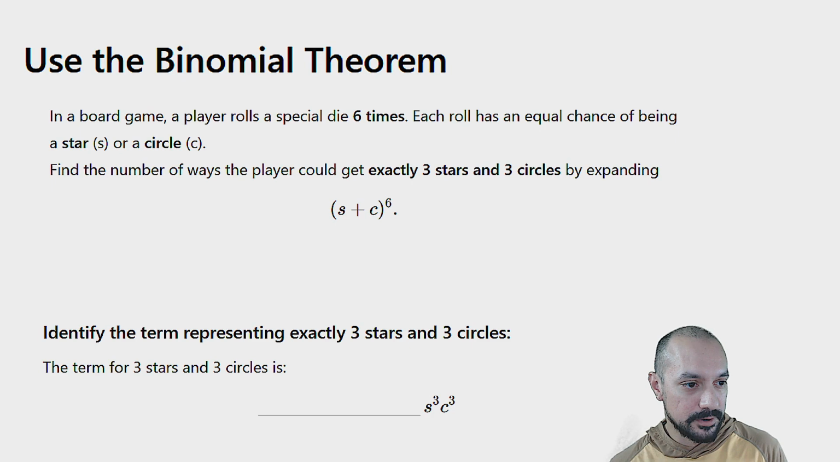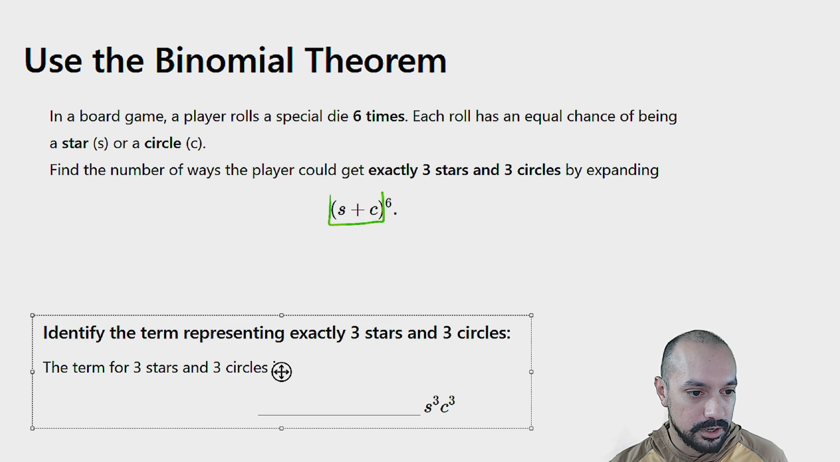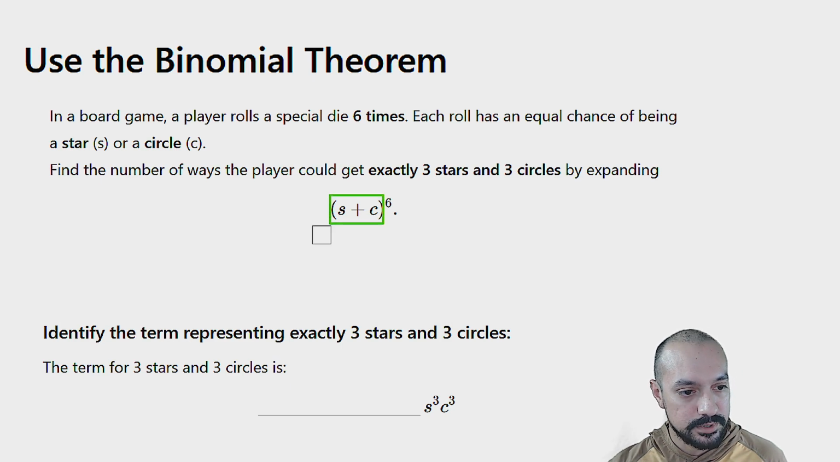We have a word problem here that's calling for us to use the binomial theorem to expand. But we're not going to do this one with Pascal's triangle like we did in previous videos. In this one, we're going to use the binomial theorem. The question says, in a board game, a player rolls a special die 6 times. Each roll has an equal chance of being a star with the variable s or a circle represented by the variable c. Find the number of ways the player could get exactly 3 stars and 3 circles by expanding the binomial. So remember that we call this structure here a binomial because it has 2 terms.